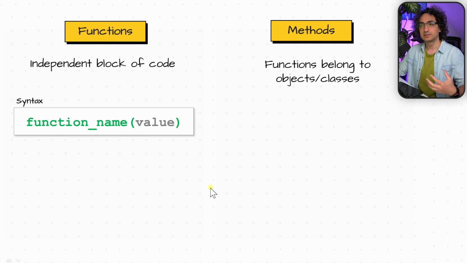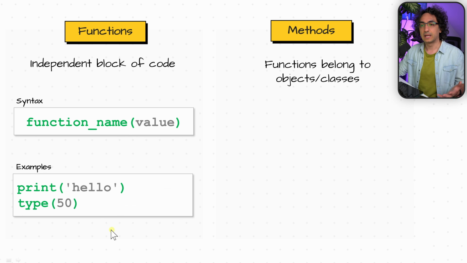So now as we learned, the syntax is going to be very simple for the functions. We say the function name and then between parentheses we put a value or a variable. For example, we have learned print hello, so print is the function name and between parentheses we pass the value, and we have another function called type, so this is the function name and we pass to it a value like 50. So I think nothing new here. But now the syntax for the methods looks different.